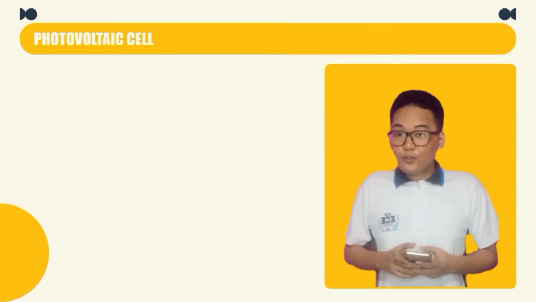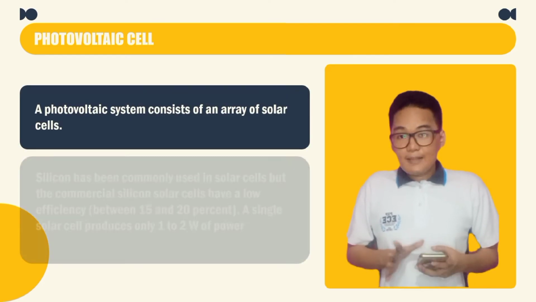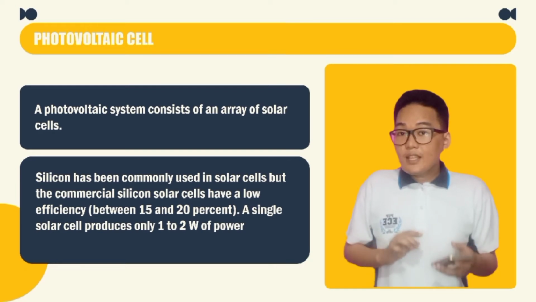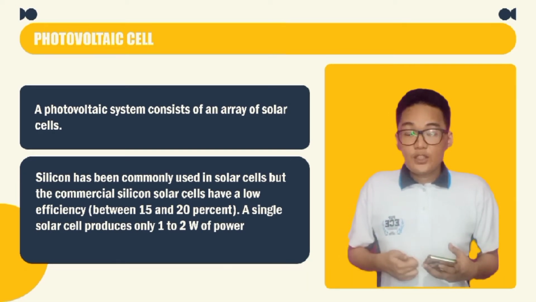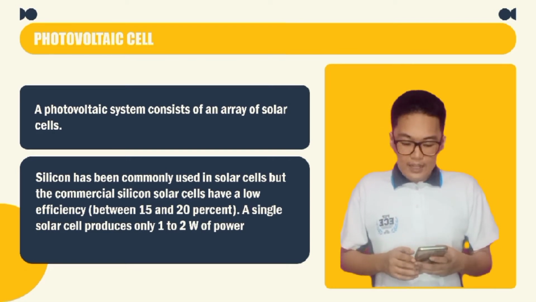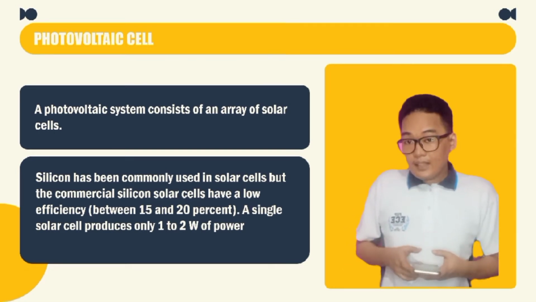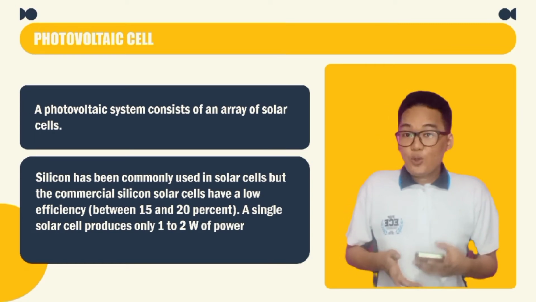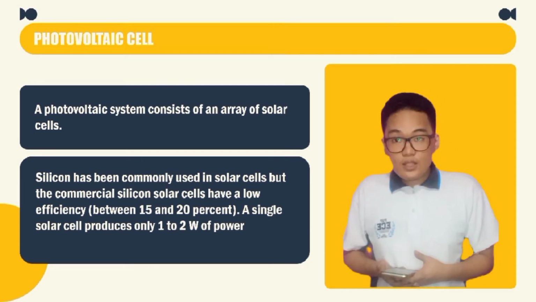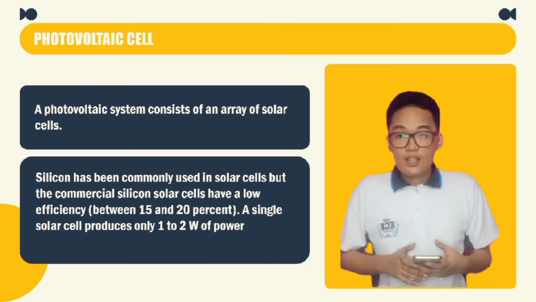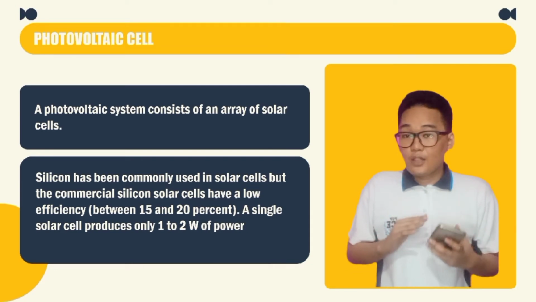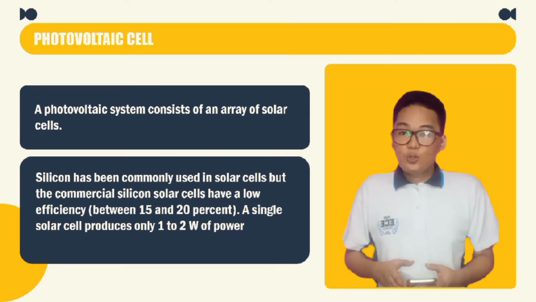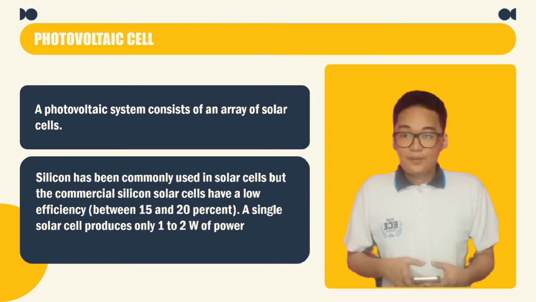Now, we talk about photovoltaic or solar cells. As mentioned earlier, photovoltaic cells implement a helioelectrical process, which means that solar radiation is directly converted to electricity through the use of these cells. As indicated, an array of solar cells is sufficient to compose a photovoltaic system. It is also worth noting that silicon is commonly used as the main material in solar cells, although its efficiency is only about 15 to 20%. Also take note that a single solar cell only produces around 1 to 2 watts of power.